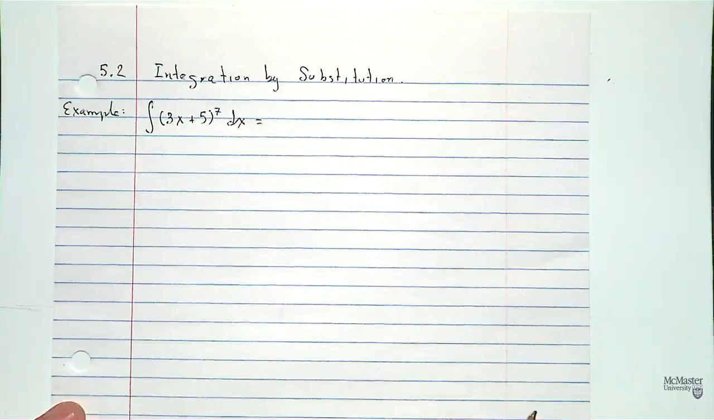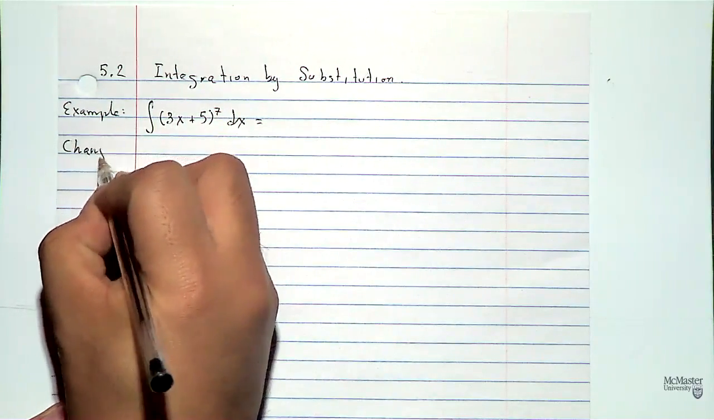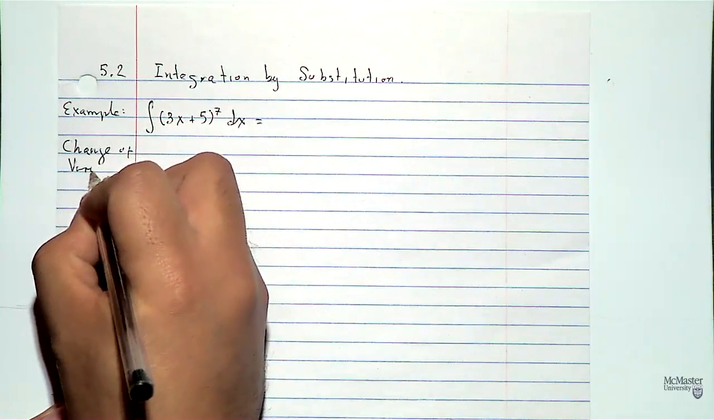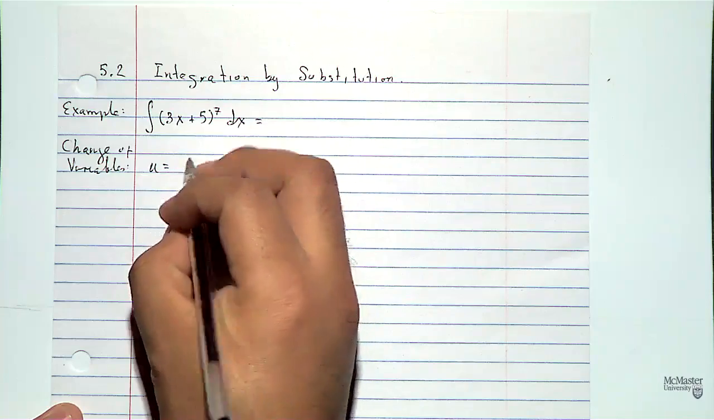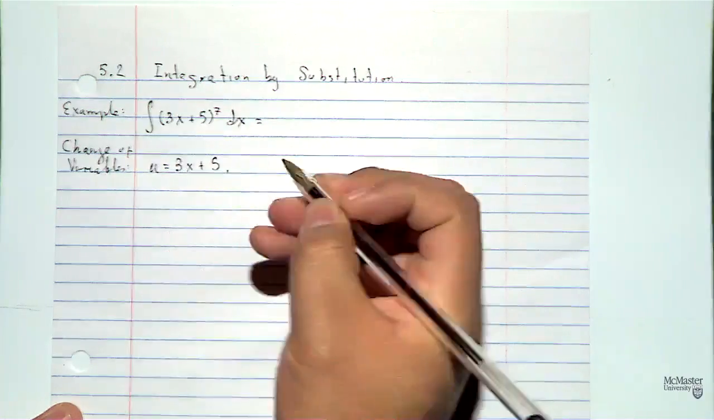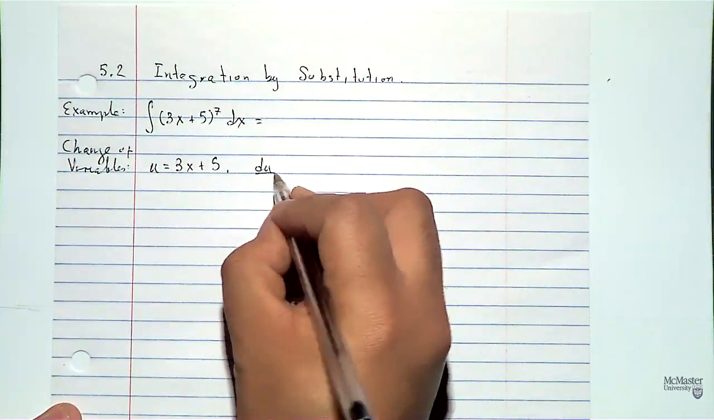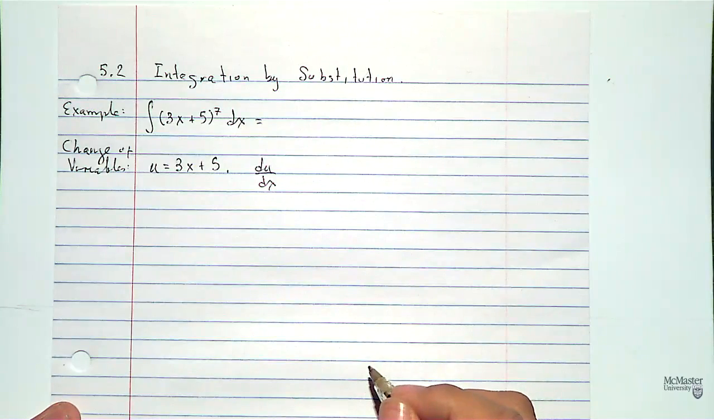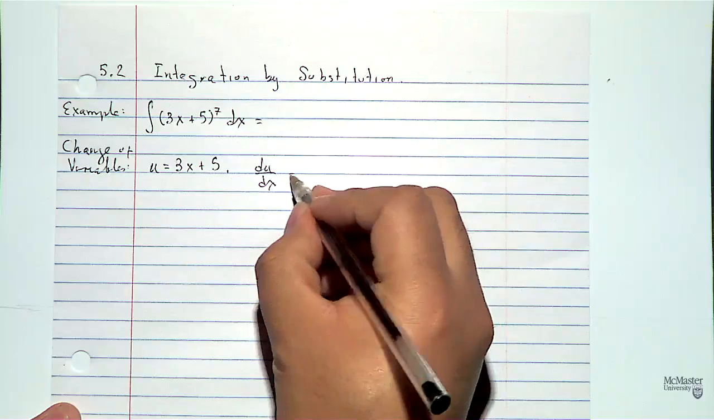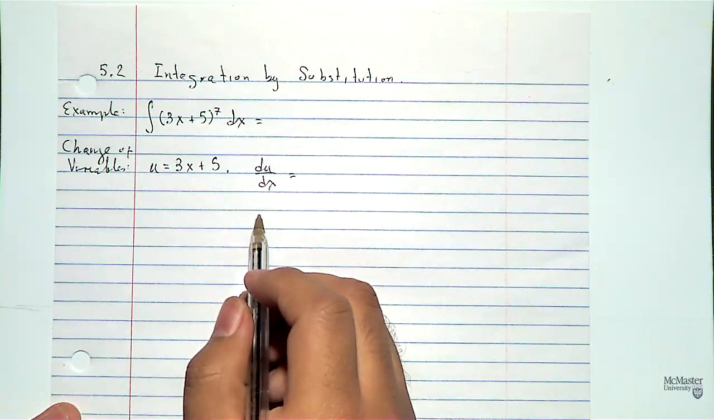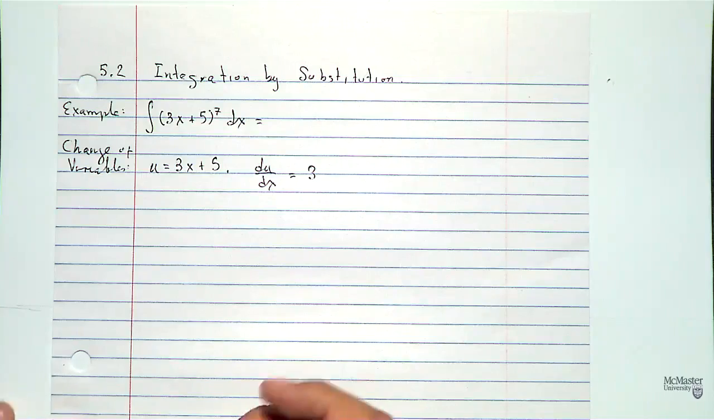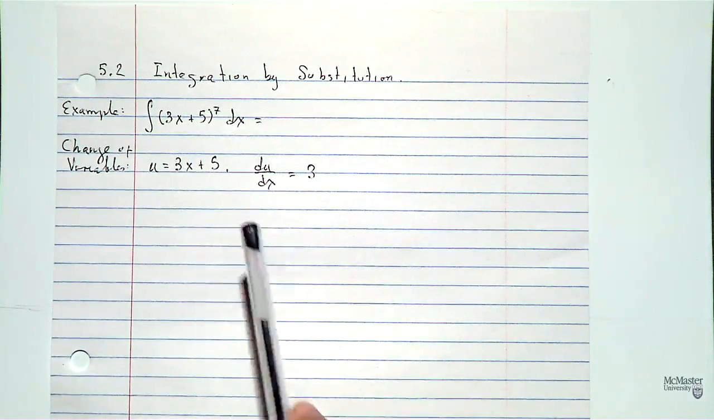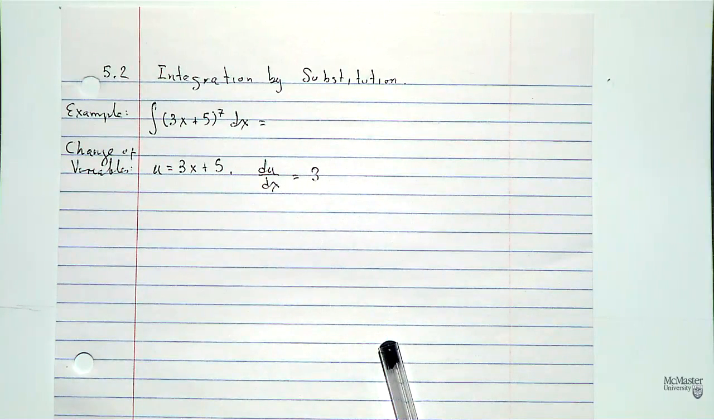So, the idea is to make a change of variables of the form, let's say that you define a quantity u, which is equal to 3x plus 5. Now, the second piece of info is what is the derivative of u with respect to x? You know this by this point. What is it? What is du over dx? 3, right? Okay. So, look. Well, you take the derivative of u with respect to x, you get 3.